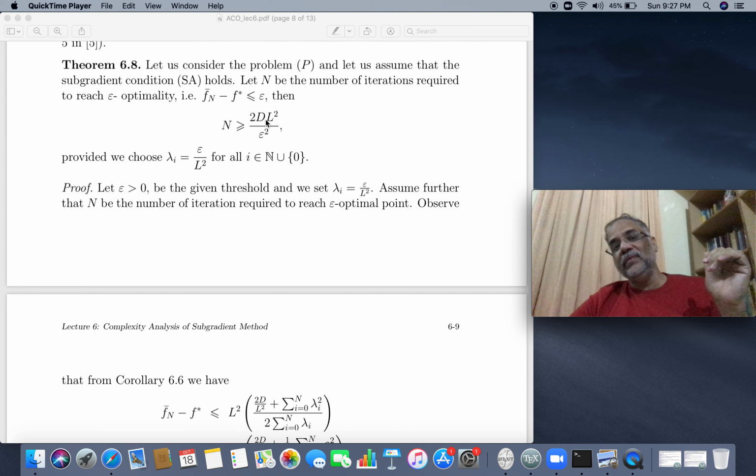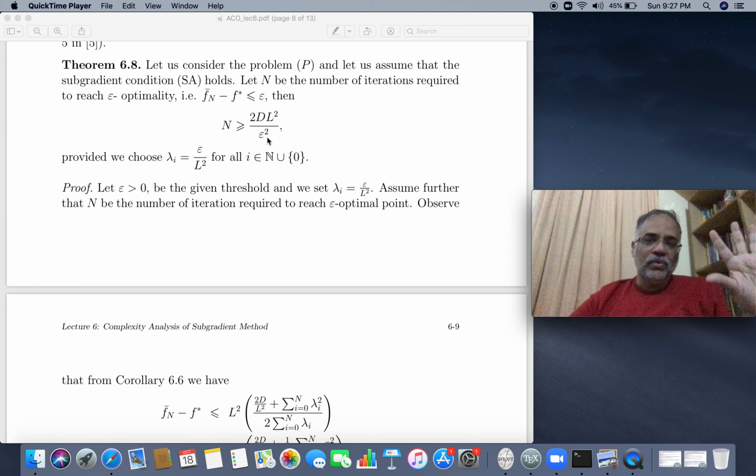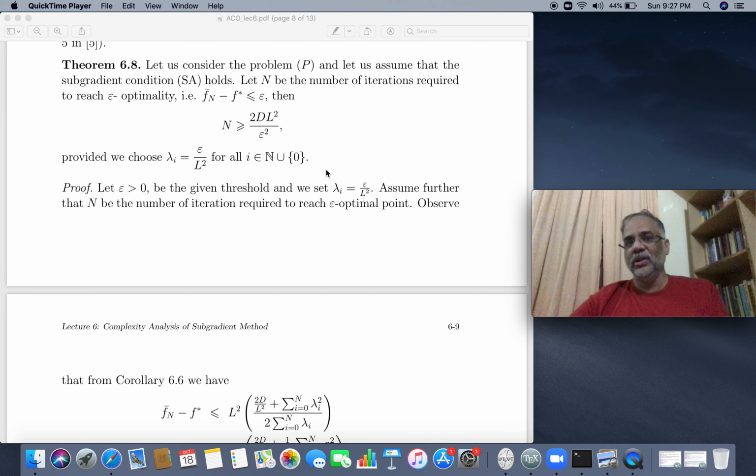So what happens if D is pretty large, L is not very large, and epsilon is a suitably chosen quantity? Then this is a number which is achievable. This number of steps is easily achievable by an algorithm. It might not turn out to be very large either in reality. If epsilon is larger, obviously it wouldn't be larger. If epsilon is smaller, it would be more, right? Just by looking at the structure, have a careful look: 2dL square by epsilon square.